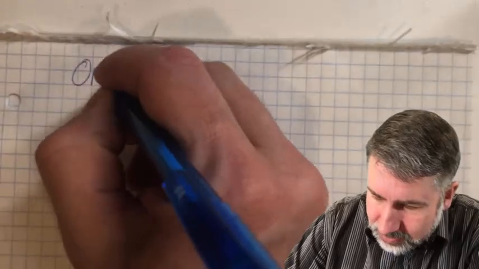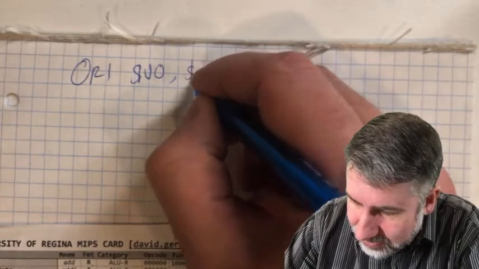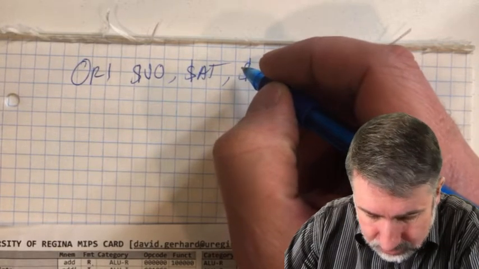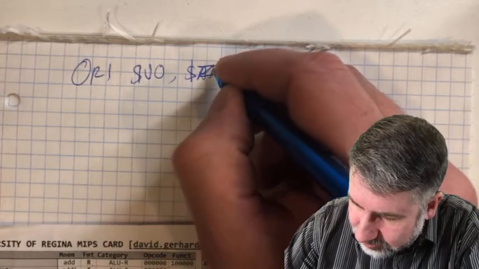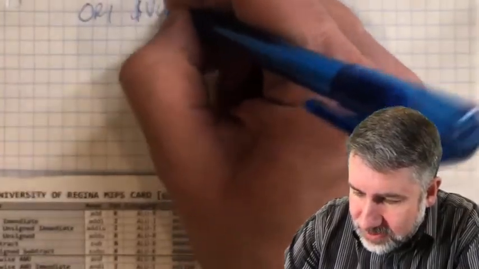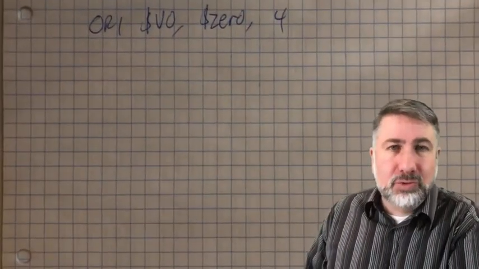Let's do the OR immediate like we saw in our example. The OR immediate that we saw in the example was OR immediate into V0, register 0, and then 4.